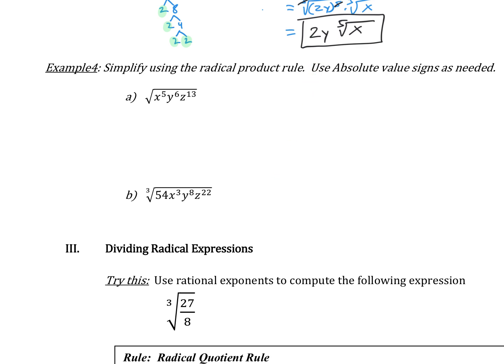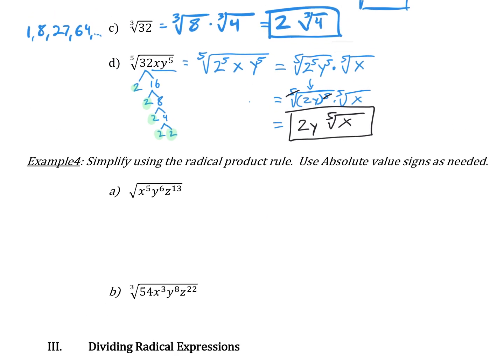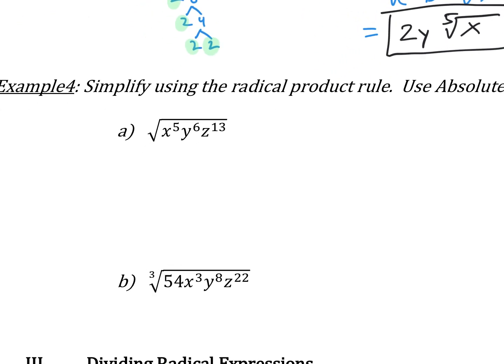One other thing that we should notice here is that when we take the fifth root of 2 to the fifth, that power gets divided. It's 5 divided by 5, which becomes 2 to the first. Y to the fifth becomes y to the first. We don't usually write the first here, but that's the idea. Keep that in mind. That division is going to be important.